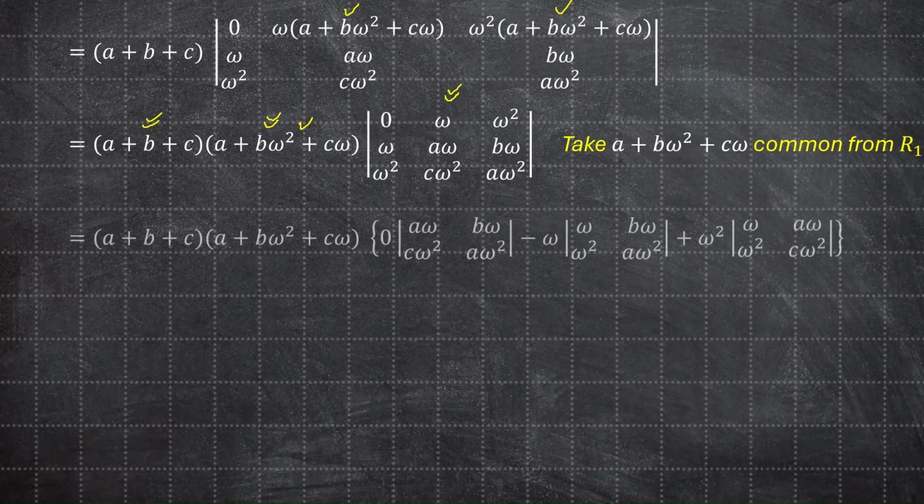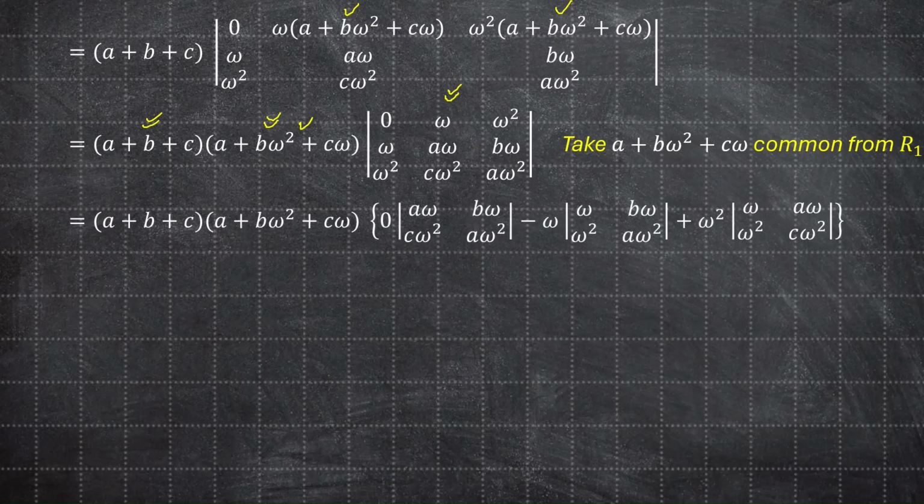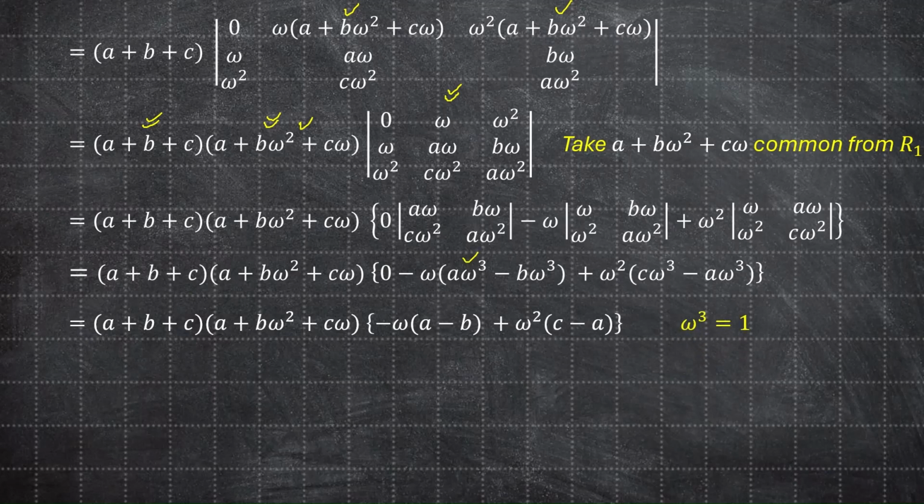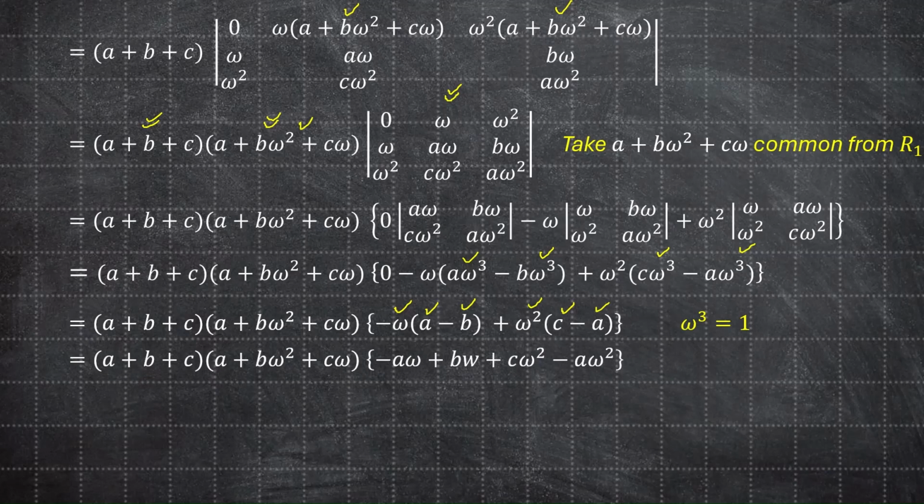After applying Laplace expansion, we get this expression, and after simplifying, we get this expression. Now we shall write 1 instead of omega cube. These omega cubes have been replaced by 1. Now we multiply minus omega to a and b and omega square to c and a and get the expression. Now note that this is minus a omega, this is minus a omega square. We combine these two terms and take common.